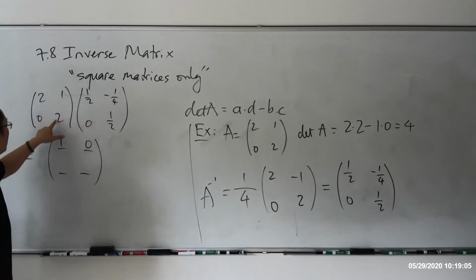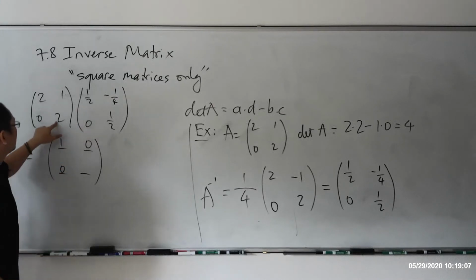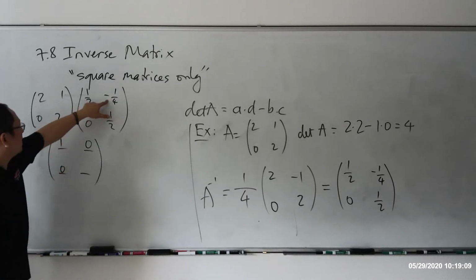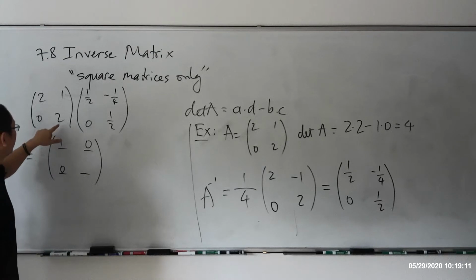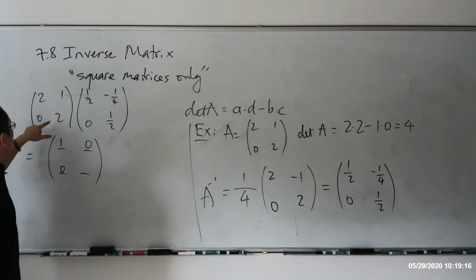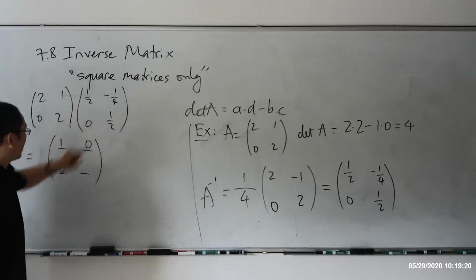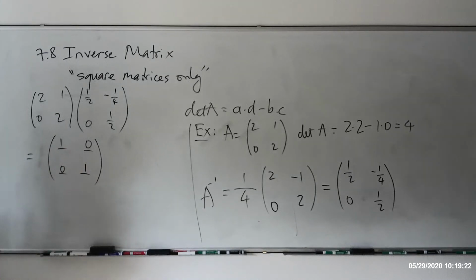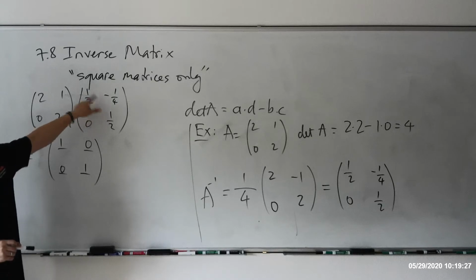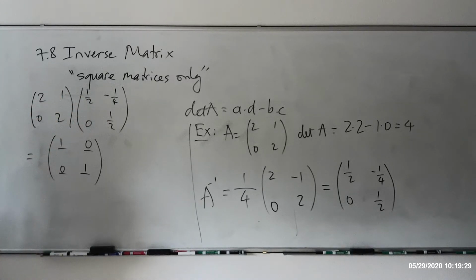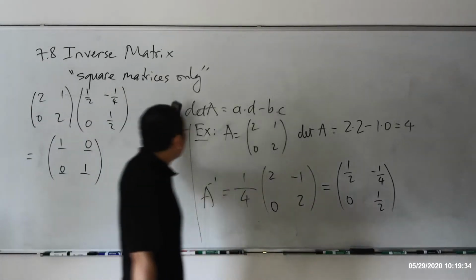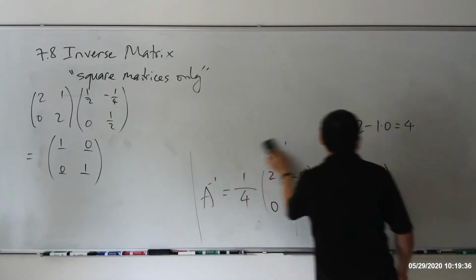0 times 1/2 is 0. 2 times 0 is 0. Row 2 column 2. I'm sorry, row 2 column 2. 0 times -1/4 is 0, and 2 times 1/2 is 1. Oh, that's better. Okay. And similarly, you can try it the other way. Take A inverse times A. I claim that you have the same answer. Take that as a little homework for you to try at home.